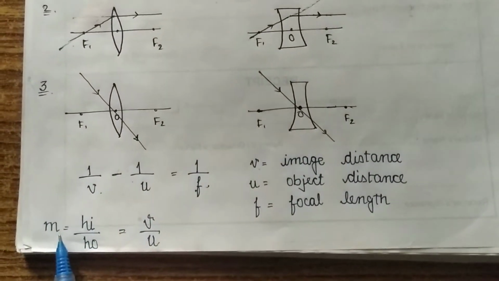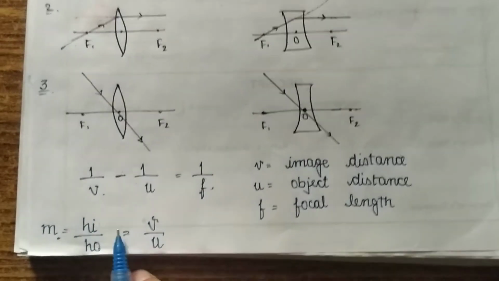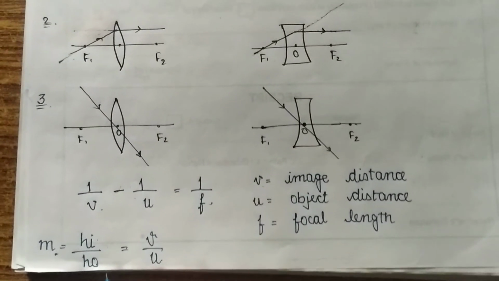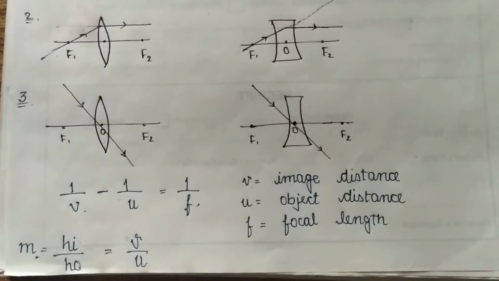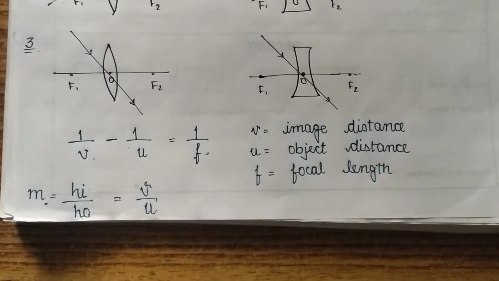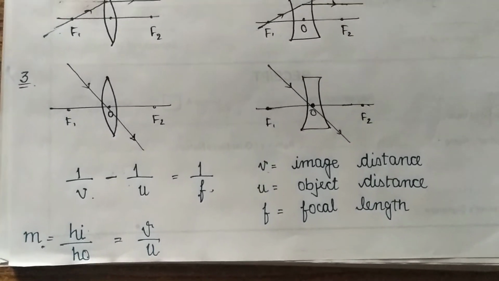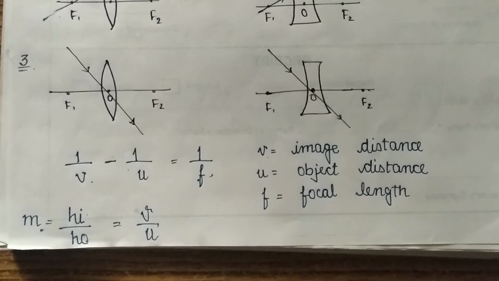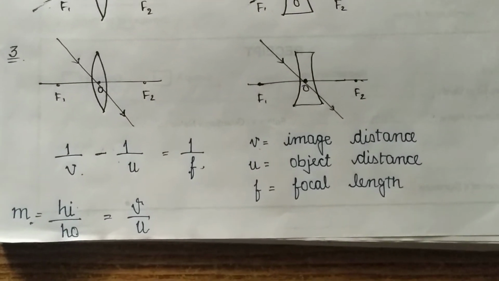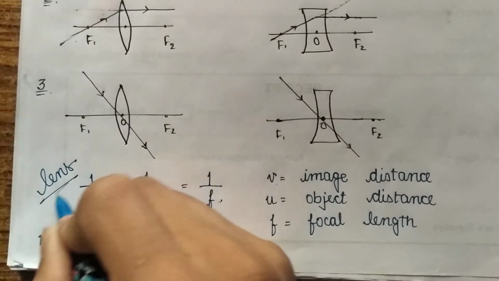Next is m. M means magnification. Magnification is equal to hi upon ho, meaning height of image upon height of object, is equal to v by u. V means image distance and u means object distance. And this also you have to remember that in a mirror the magnification is equal to minus v by u, but in a lens it is positive. Here I am writing lens. These both are for lens.